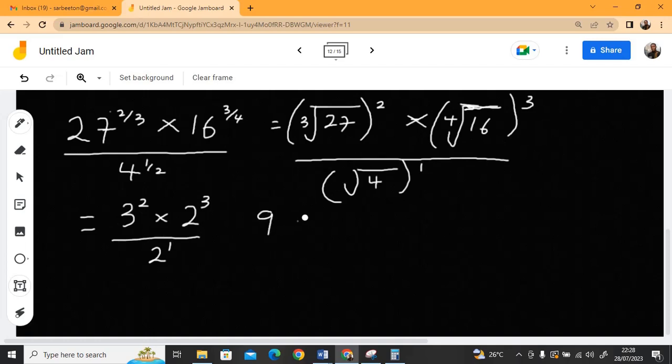9 times, then 2 raised to the power 3 is 8, right? Over means divided by 2. You can do it like this, or you can use laws of indices, no problem. So with laws of indices, division first, right? 8 divided by 2 is 4. So that will be 9 times 4. And 9 times 4 is 36. So 36 is your final answer here.